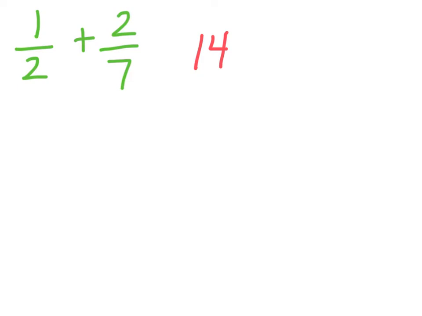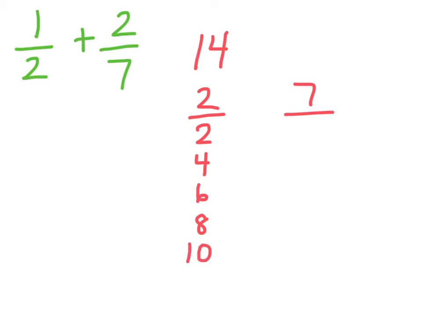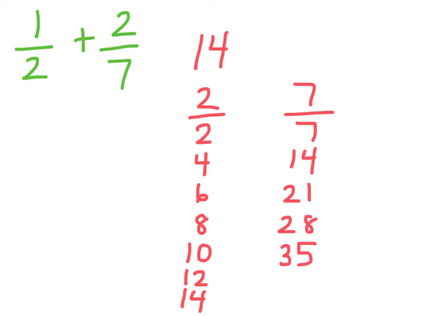Now let's check by listing our multiples. So the first 5 multiples of 2 will be 2, 4, 6, 8, and 10. Looks like we need to go a little further. Let's also add 12 and 14. The first 5 multiples of 7 will be 7, 14, 21, 28, and 35. Indeed, our two common multiples are 14, and they are also the least common multiple. So in this case, that little trick works.